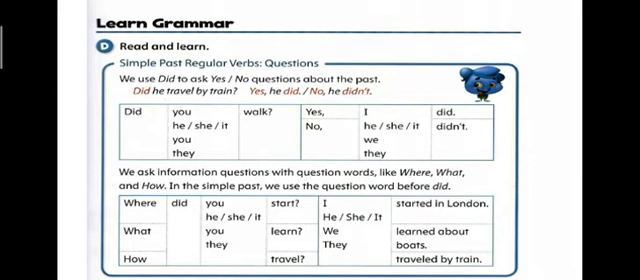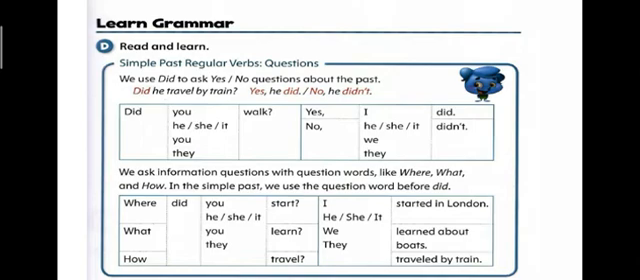Easy peasy. We ask information questions with question words like where, what, and how. We know that. In the simple past, we use the question word before did only. So if we make a question from a sentence with did, like, did he travel by train? We put only the WH questions like where, what, how, why, who before did. Like, who did this? Where did he travel? How did he travel? He traveled by train.